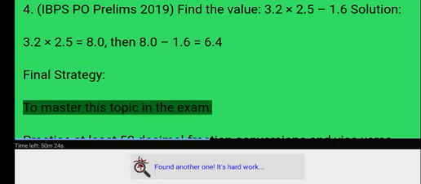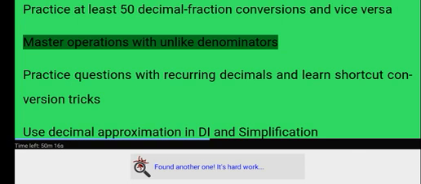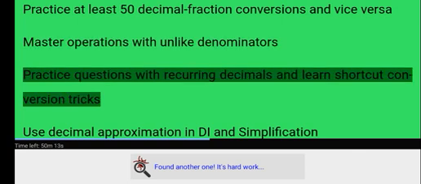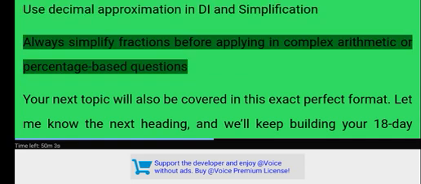Final strategy. To master this topic in the exam, practice at least 50 decimal to fraction conversions and vice versa. Master operations with unlike denominators. Practice questions with recurring decimals and learn shortcut conversion tricks. Use decimal approximation in DI and simplification. Always simplify fractions before applying them in complex arithmetic or percentage-based questions.